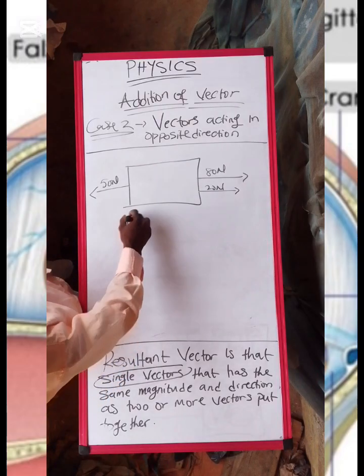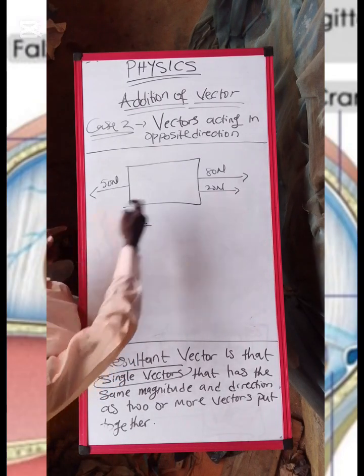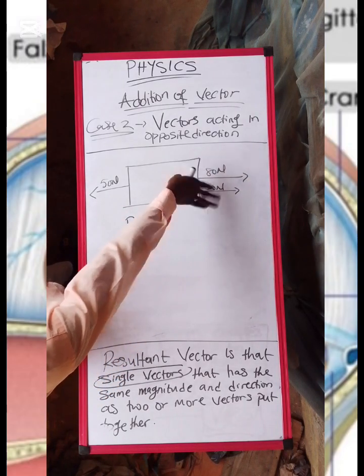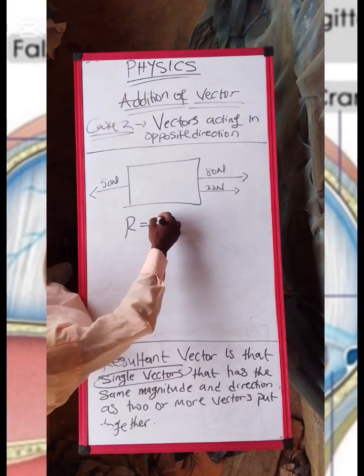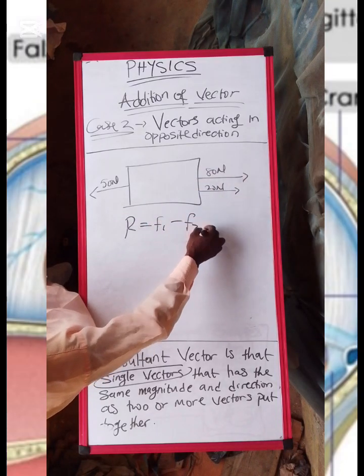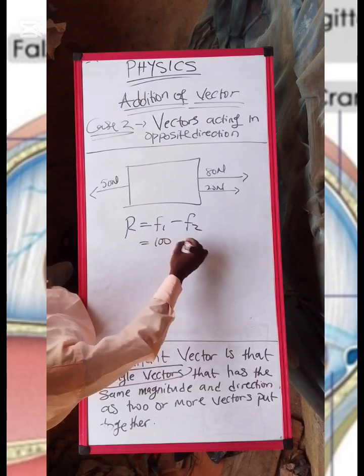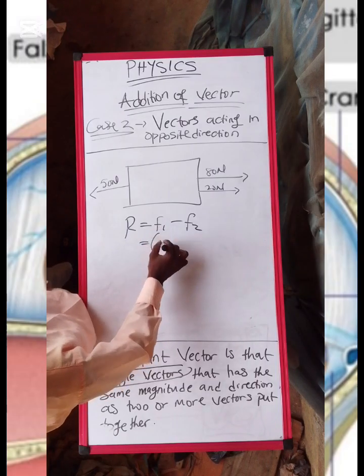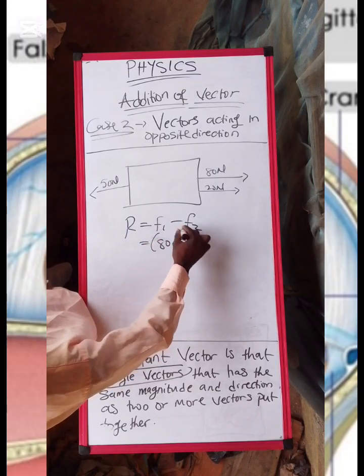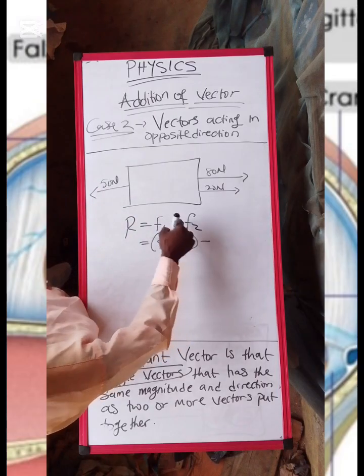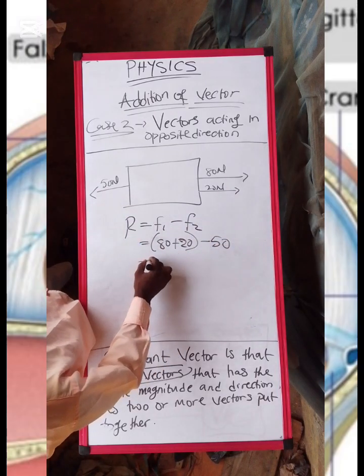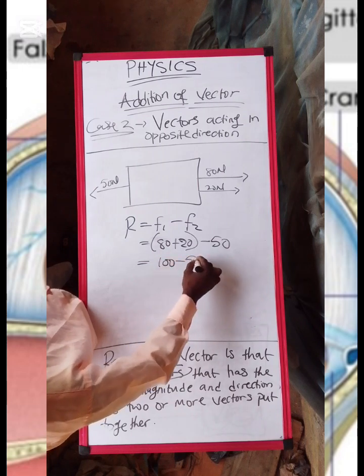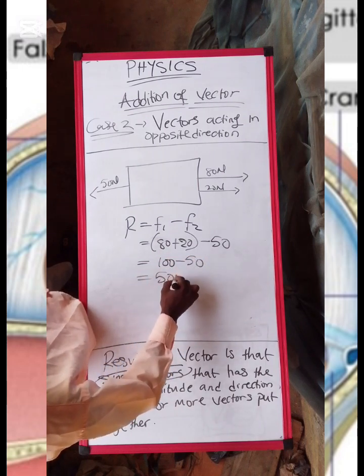The resultant is equal to those pushing towards the right. You first of all add them up since they are going in the same direction. 80 plus 20 gives you 100, so 100 becomes my F1. This is F1 minus F2. You can still choose to just put it as 80 plus 20, it's still the same thing, minus F2, which is 50. Together it will give you 100 minus 50, which is equal to 50 Newton.